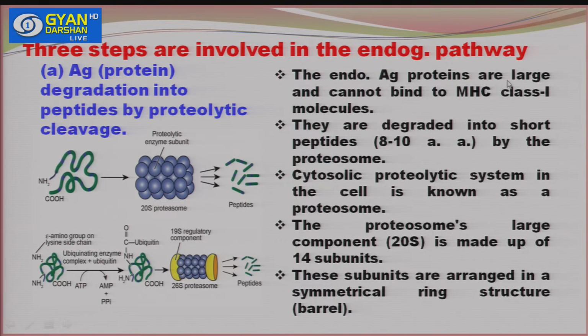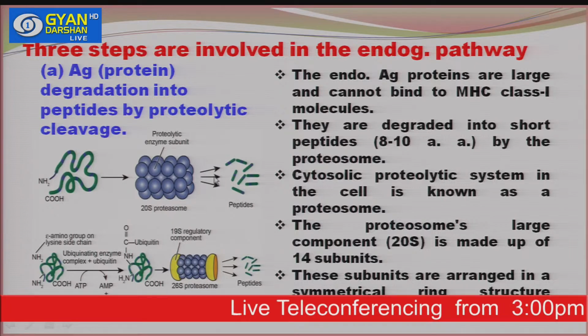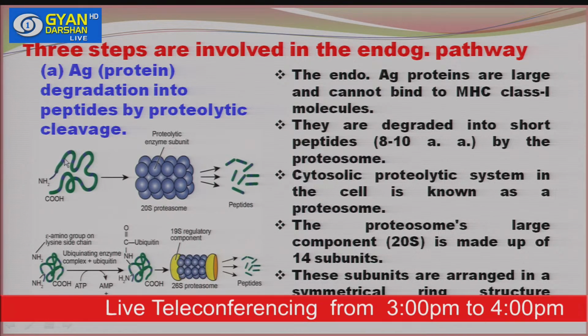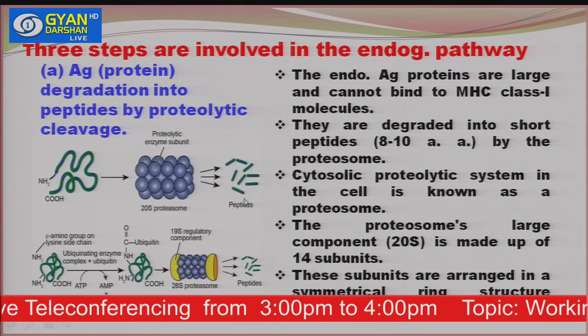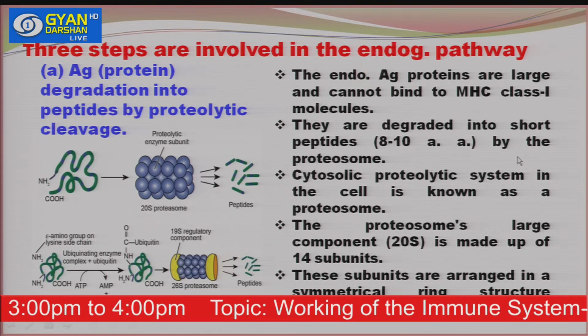The endogenous antigen proteins are large and can't bind to the MHC class I molecule, so they need to be changed into peptides of 8 to 10 amino acids. They need to be degraded by the proteasomes. Basically, the proteasome is a group of proteins, and it will digest and degrade your larger antigens, basically proteins, into smaller peptides. These are small peptides of 8 to 10 amino acids made by the proteasome.